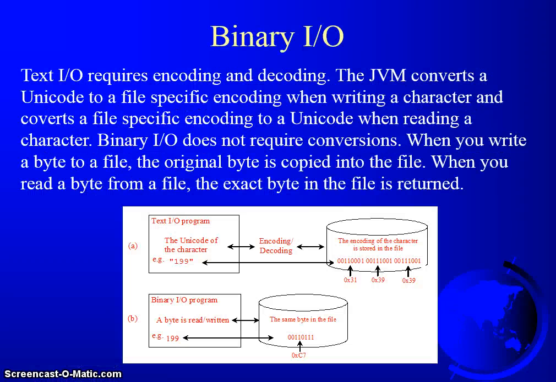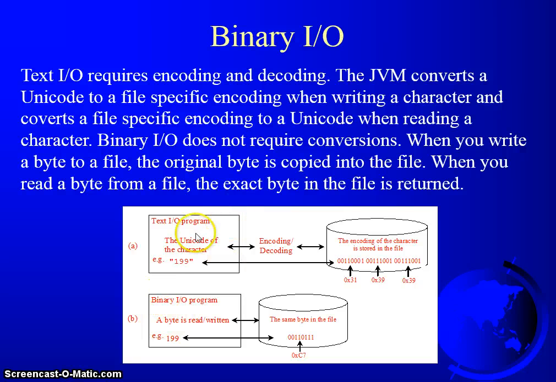Now, text input-output requires encoding and decoding. This is just a computer language. In order to read, you have to decode it, so humans see 199. And in order to write, you have to encode it, taking 199 and putting it into binary. So there are processes involved here, which is not efficient.